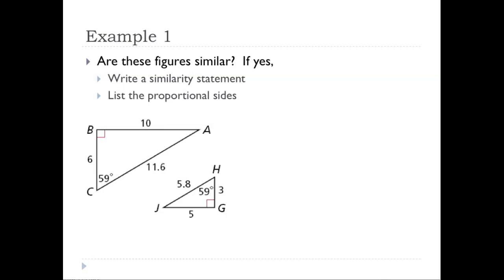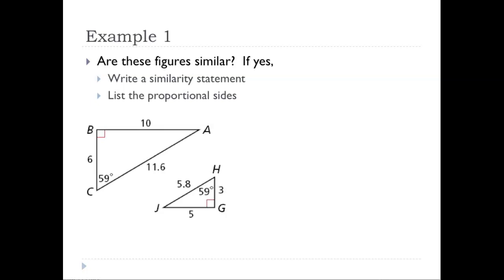We also have angle C with 59 degrees and angle H also at 59 degrees, which must mean that angle A and angle J must be the same as well. So, since all three angles are congruent, now we just have to see if all the sides are in proportion.